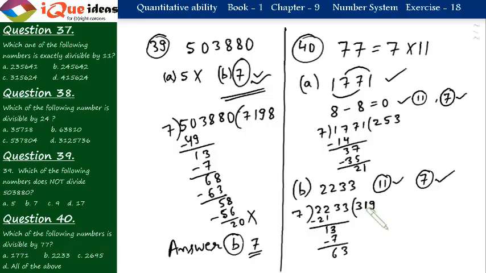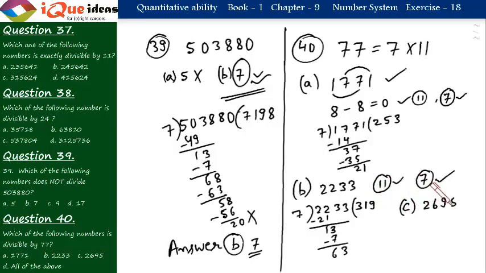Either A will be the answer, or B, or C, or D will be the answer. Here we are checking and getting both A and B to be divisible by 77. So without checking, C also has to be the answer because there is only one option satisfying this whole situation, that is all of the above. But if you wish to check, you can check option C as well.